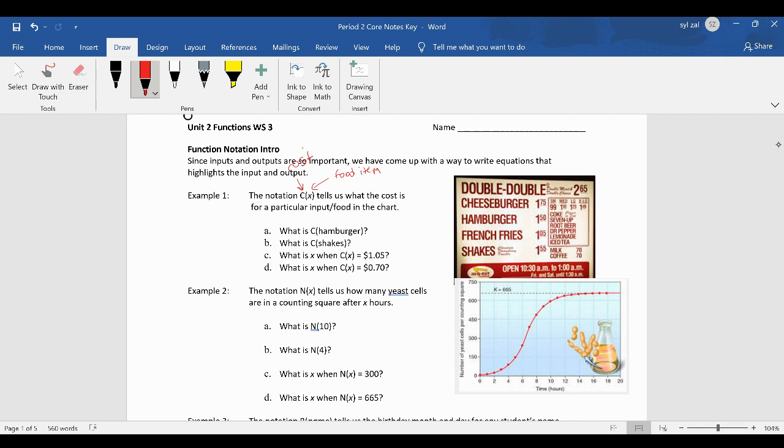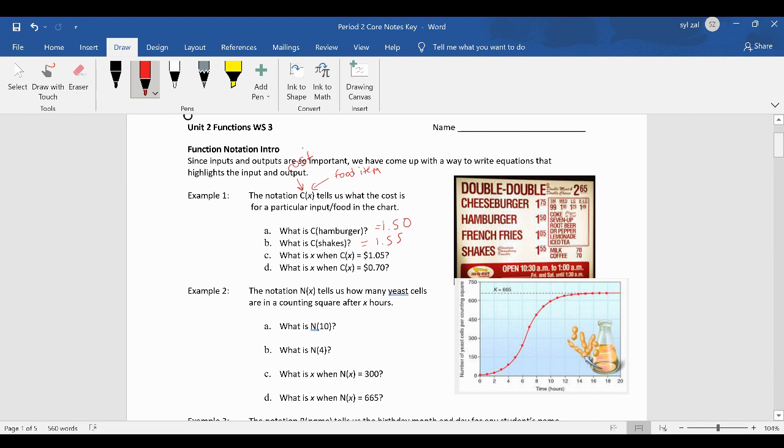So what is the cost of the hamburger? The cost of the hamburger here is $1.50. What is the cost of a shake? The cost of a shake is $1.55. Then it says, what is x when C of x equals $1.05?